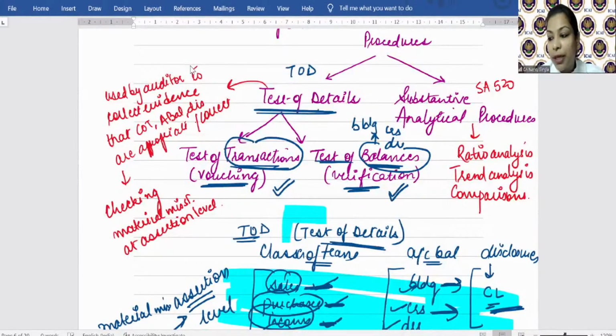Okay? So Dipanshu, assertion level, is it clear? And Anand, you also tell me assertion level. I have repeated it here, whether it is clear or not. Okay?